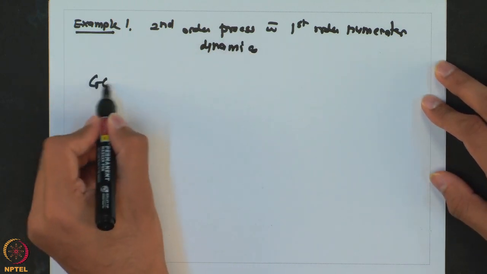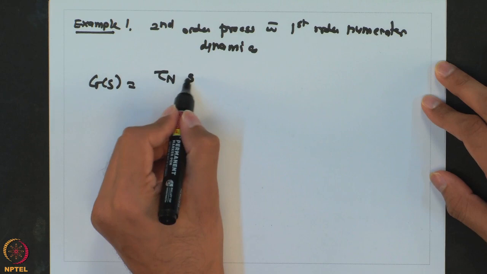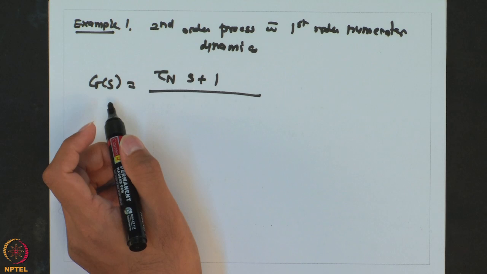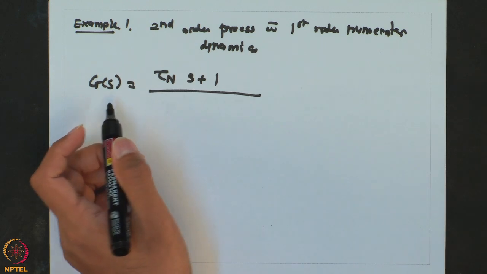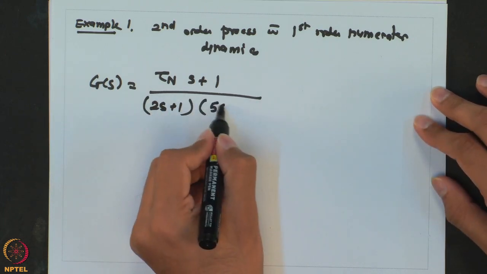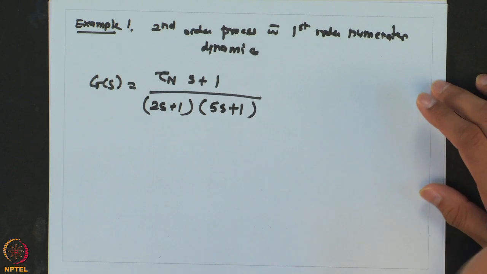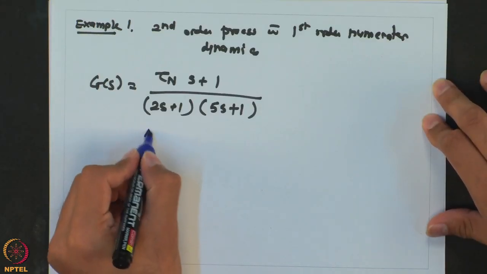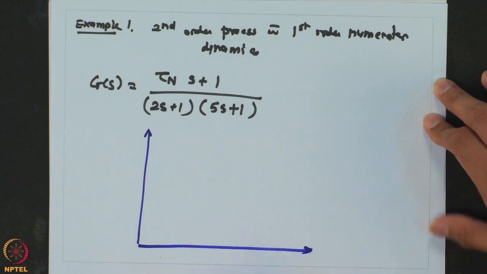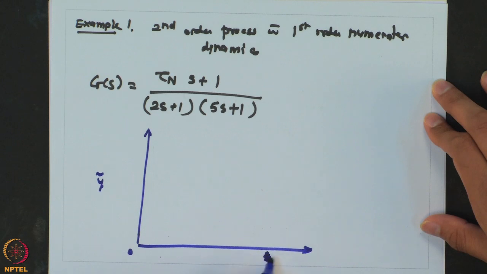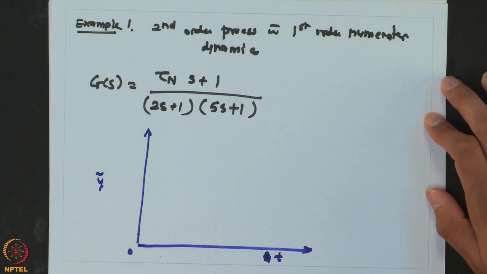So, we will take a general form as tau n s plus 1 as the numerator, and in the denominator we will consider two first order series combination, and then depending on the value of tau n we will have different types of numerator dynamics for this particular process. So, we will start with a case and we will look at step response of this particular system.